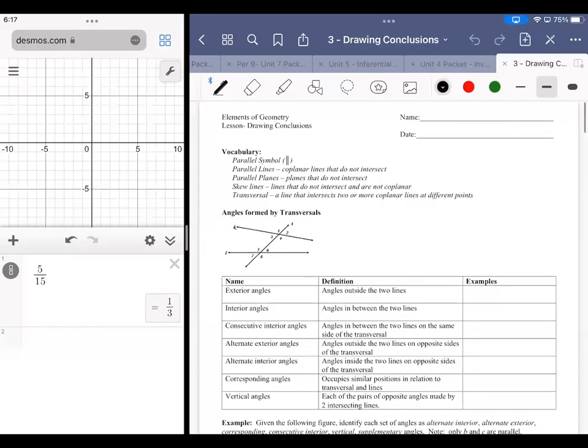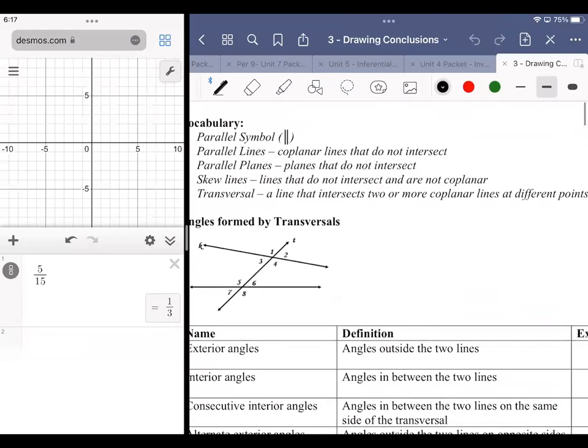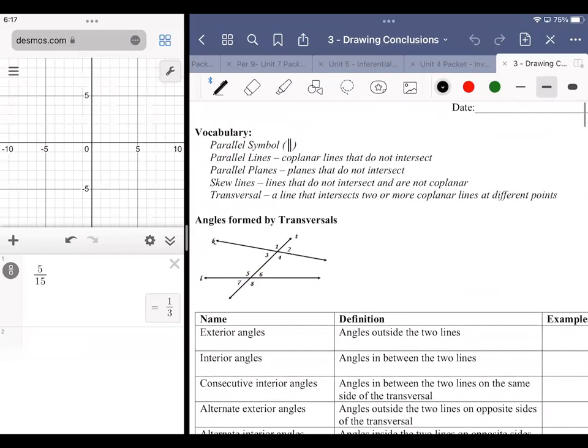Just like with everything else we've been talking about in this course, we talk about terminology and notation. Here we're going to get into some vocabulary and the symbols associated with them.